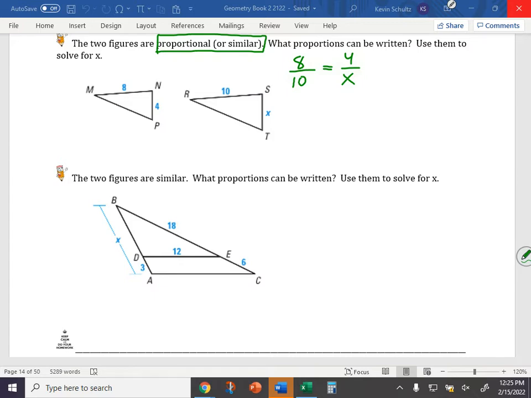Same thing here. Could I also write 10 over 8 equals x over 4? That would work, right? If I start with my figure on the right, 10 over 8, again start with my figure on the right, x over 4, that would work out as well. Okay? What's another possible proportion we could write here?